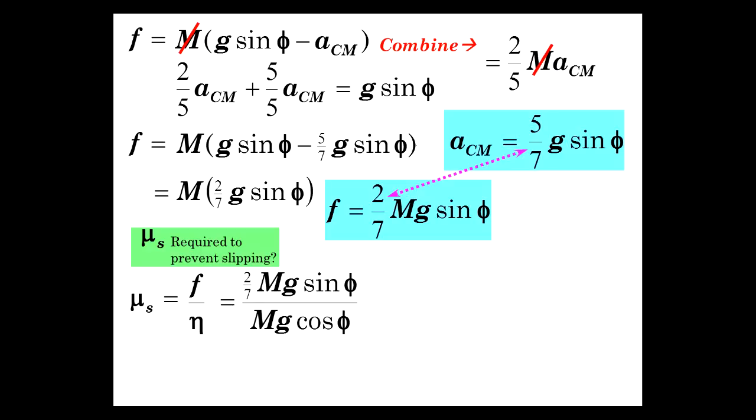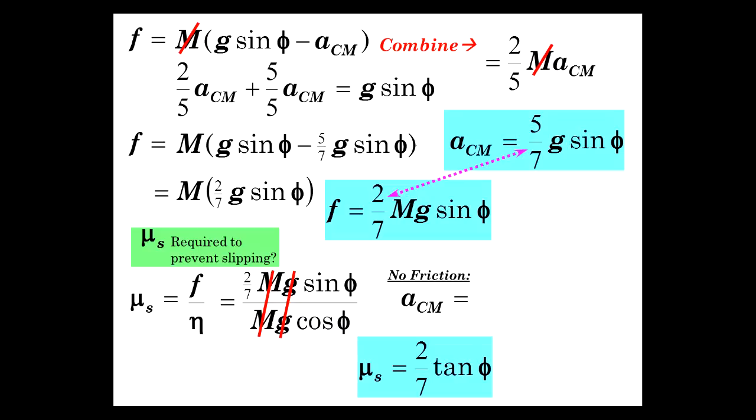So it's 2/7 mg sine of phi over mg cosine of phi. The m's and g's go away. And there is the minimum coefficient of friction needed, 2/7 tangent of phi. If there is no friction, of course, then a_CM is just 7/7 g sine of phi. And that is a good introduction to the way in which you analyze a sphere or some other object rolling down an inclined plane.